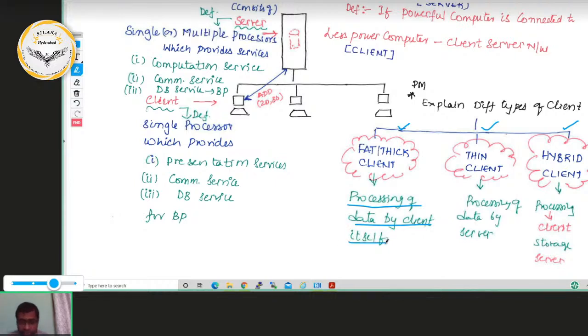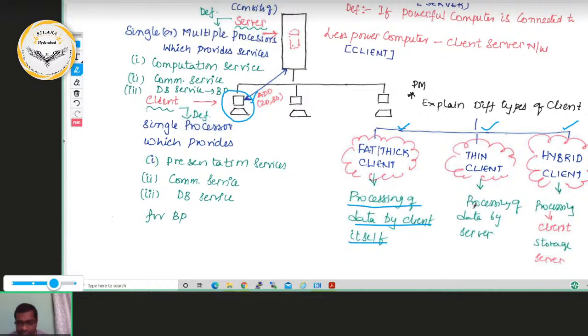What do you mean by fat client? A fat client is nothing but if the processing is done by the client itself. For example, if add 20 and 30 is processed by the client itself, then this client is called a fat client. In other words, if the client is processing the data without depending on the server, then it is called a fat client. Next one is called thin client.